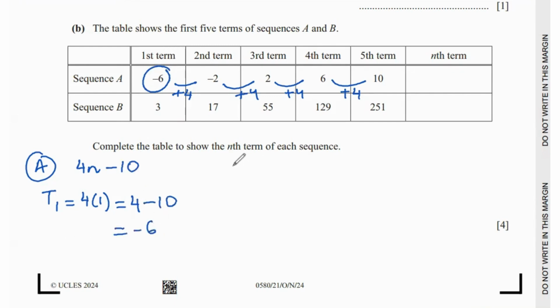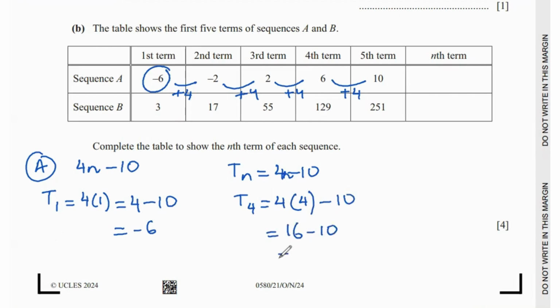So if we use 4n minus 10 as the nth term and try to find, let's say, the fourth term. So 4 times 4 minus 10, 16 minus 10, and that is 6, which is exactly what the fourth term is. So that means our nth term for sequence A is 4n minus 10.